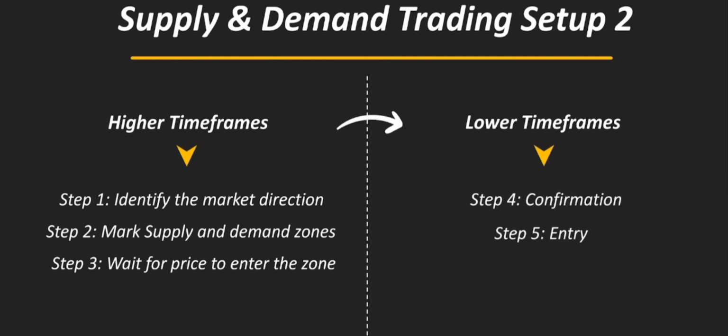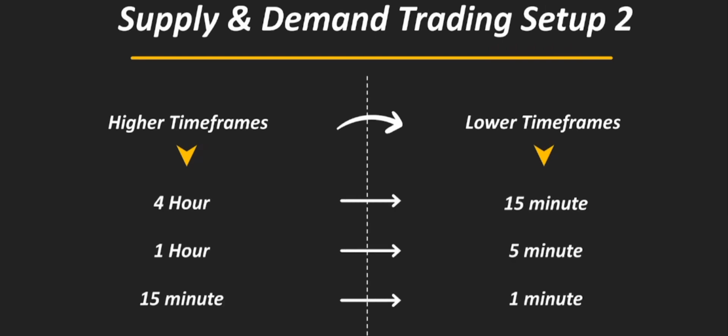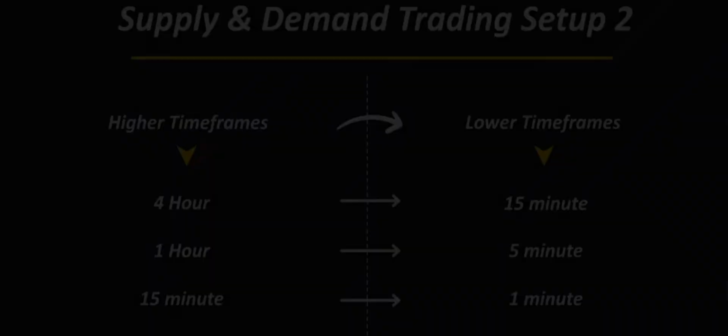This strategy is not limited to any specific market or time frame. However, your entry time frame should be 2 times lower than your higher time frame. Here are 3 time frame combinations you can use, depending on your trading style. For example, if your higher time frame is the 4-hour chart, you would drop down to the 15-minute chart to execute the trade. So let me show you how it works.